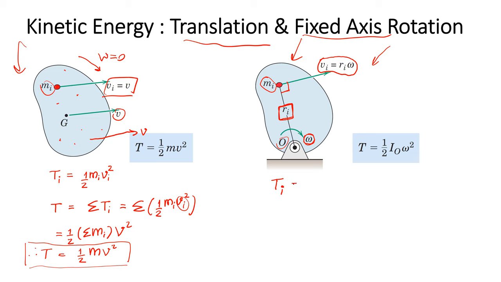The kinetic energy of that single point is 1/2 mi vi squared. But we know that vi is equal to Ri omega.